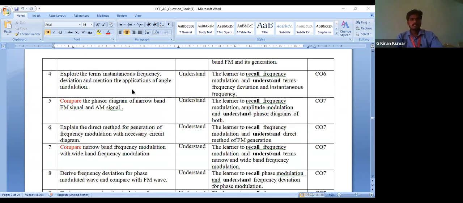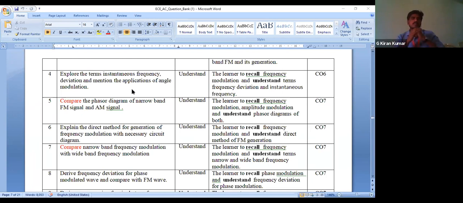Next, explain the terms instantaneous frequency and frequency deviation, and mention the applications of angular modulation. In the basic concept, I have discussed the instantaneous frequency, 1 by 2 pi into d theta by dt. During the time interval t to t plus delta t, we will get the instantaneous frequency very clearly. Just go through it, and we will get the instantaneous frequency formula.